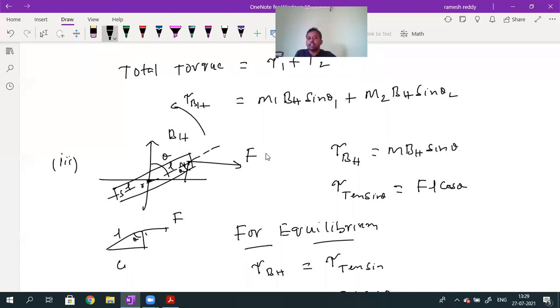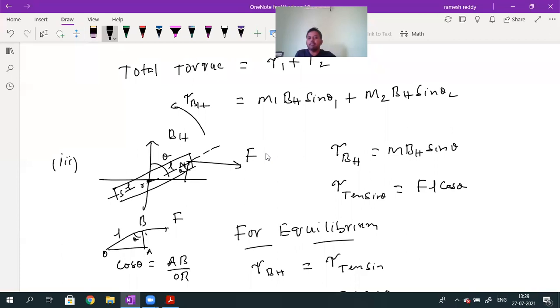Now I can define cos theta. Cos theta is equal to the adjacent side, which is nothing but the perpendicular distance, divided by the hypotenuse. If I call this point O, this point A, and this point B, cos theta will be given by AB divided by OB.